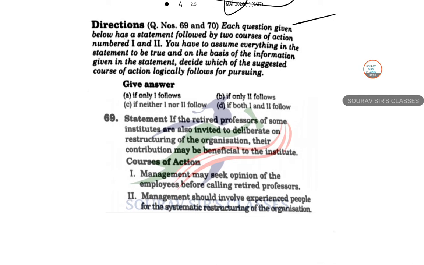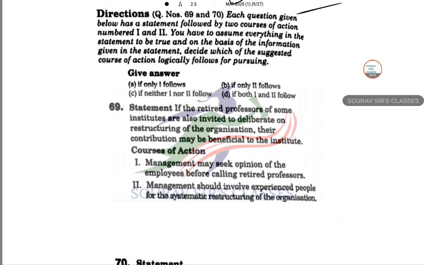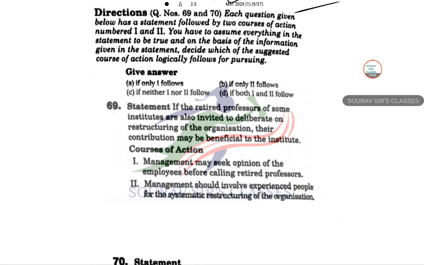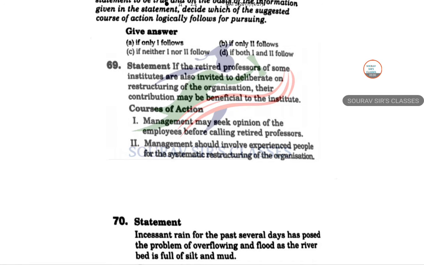Each given statement has a direction, statement 1 and 2, and the course of action. First is, if the retired professors of some institutions are invited to deliberate on restructuring of the organization, their contribution may be beneficial for the institute. Management may seek opinion of the employees before calling the retired professors. Management should involve experienced people for the systematic restructuring of the organization.